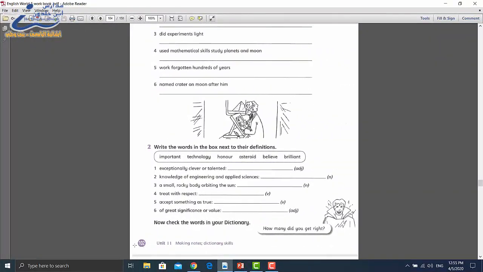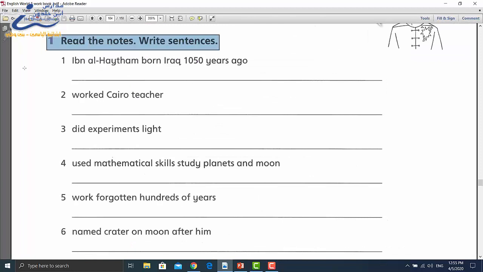Now it's time for workbook. Kindly open your workbook, page 102. Exercise 1. Read the notes, write sentences. So we are going to read these notes and write sentences using these notes.